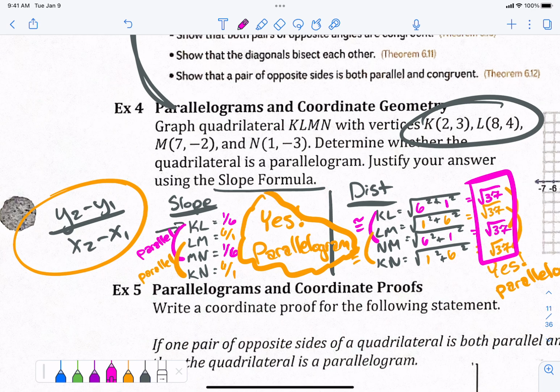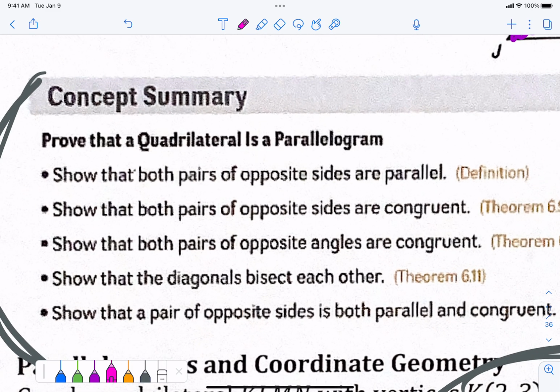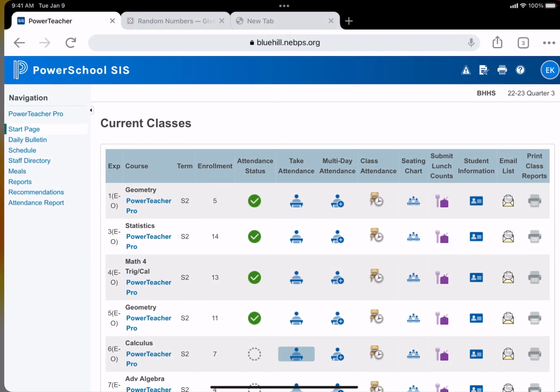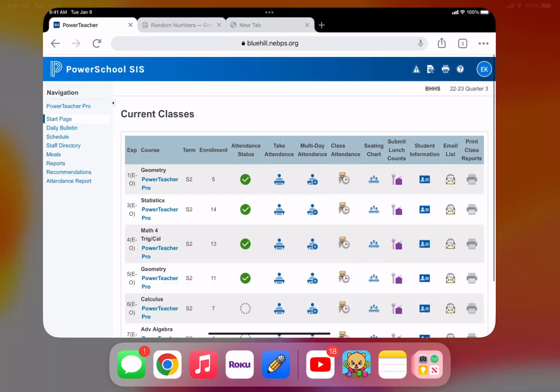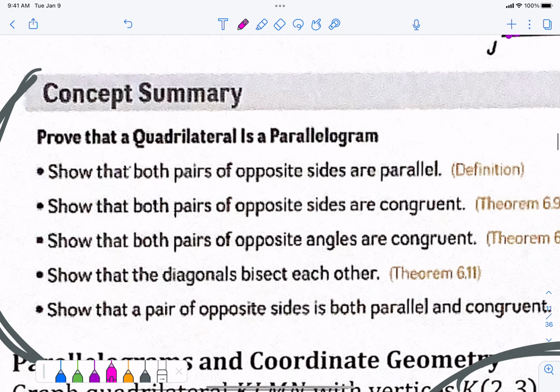Let's go back up to the box real quick and then we'll talk through those. This first bullet point says that I can prove that a quadrilateral is a parallelogram by using the coordinates if I show that both pairs of opposite sides are parallel. How do I show that opposite sides are parallel?